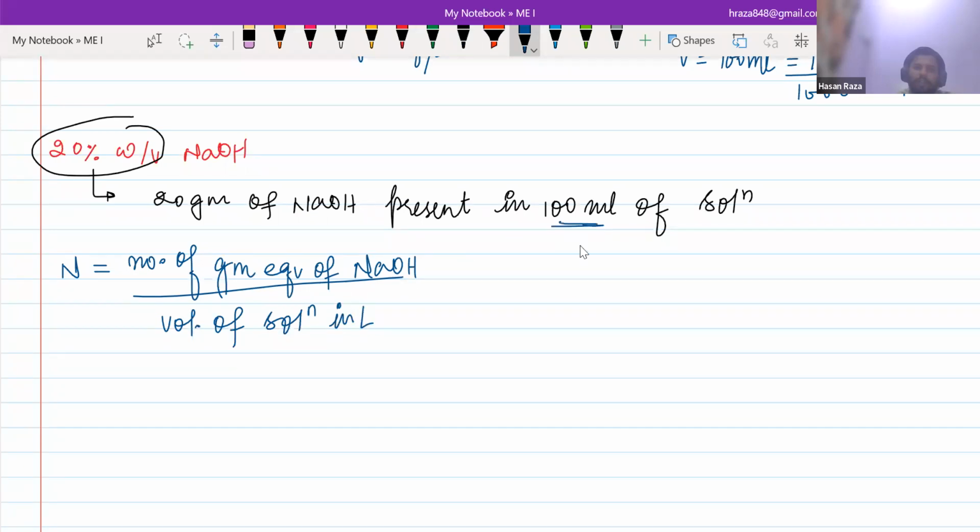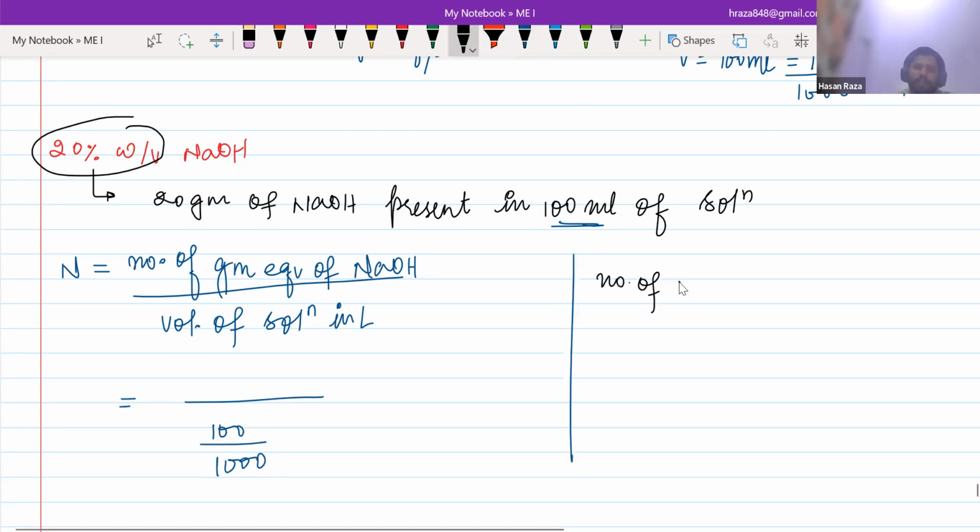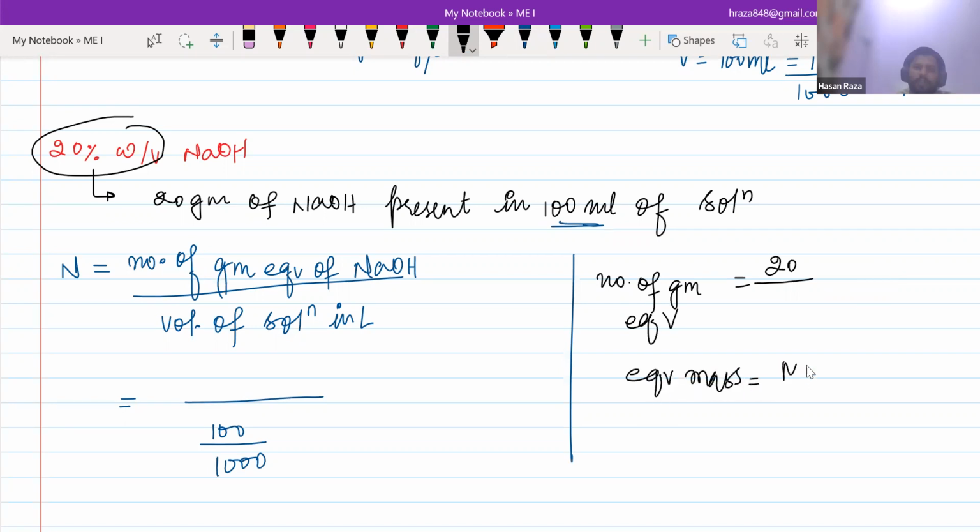Now you can see volume is given 100 ml, so it can be easily converted into liter. What we need to do is to calculate number of gram equivalent. Number of gram equivalent has a formula: given mass, that is already given 20 gram, upon equivalent mass. So equivalent mass of NaOH you can easily calculate, which is a formula molar mass upon X. Molar mass of NaOH is 40, and since it is a base, it will give only one OH minus.